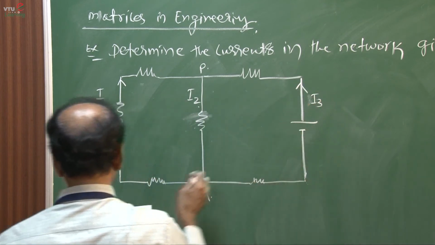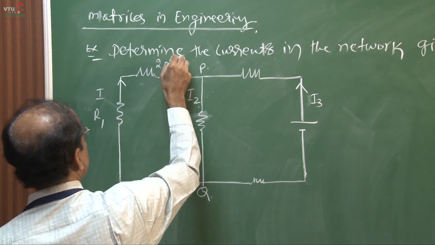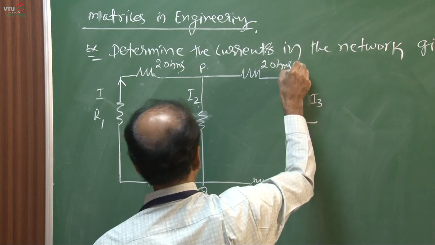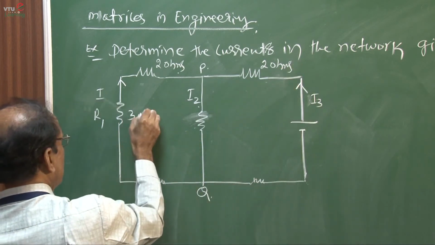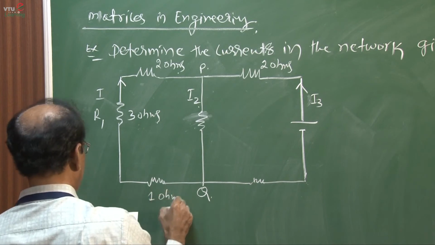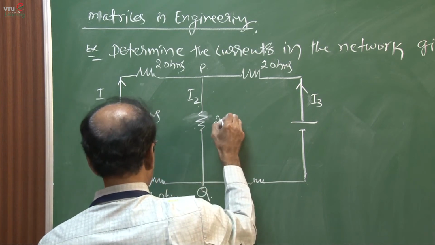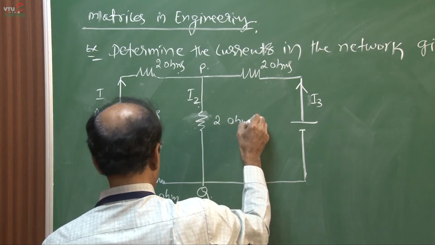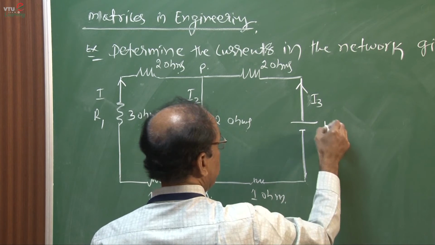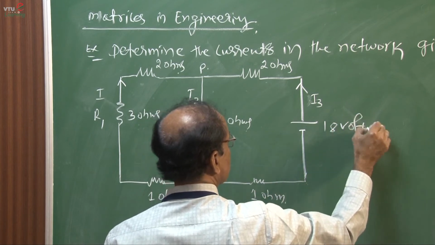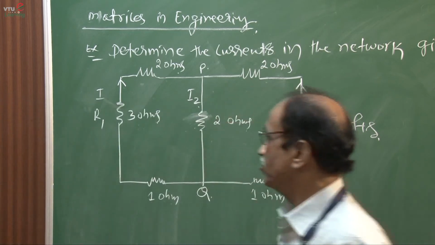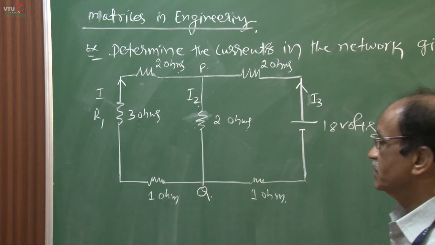From here I3. Then this is 2 ohms and this is 2 ohms. Then this is 3 ohms. This is 1 ohm and 20 ohms, 2 ohms and 1 ohm and 18 volts. So what are the matrix equations to represent this circuit?